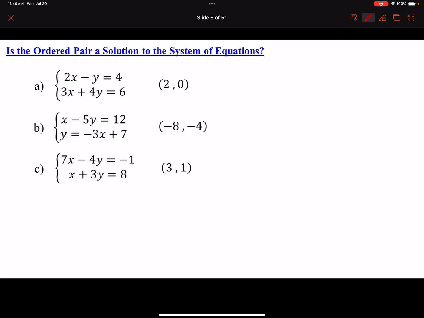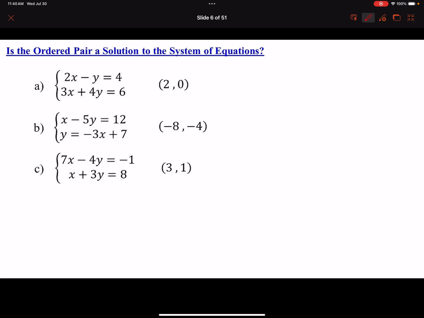So here was a problem set for you all to practice and to try. I would recommend if you're watching this video on your own time, this would be a good time to try it on your own and to practice. I would pause the video, see how you do with substitution, and see if you can figure out if the ordered pairs are solutions. So if you're going to pause it to try it on your own, pause it now.